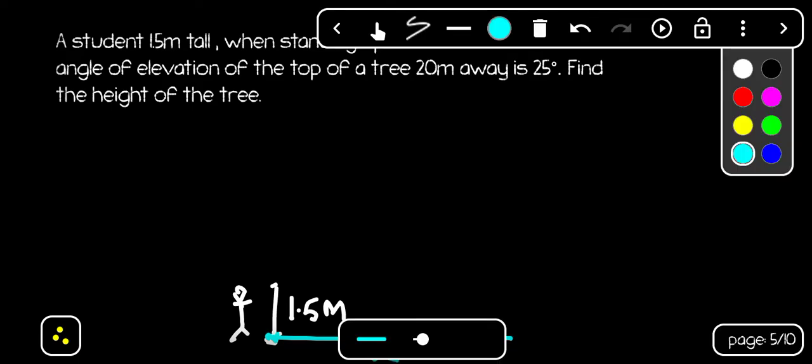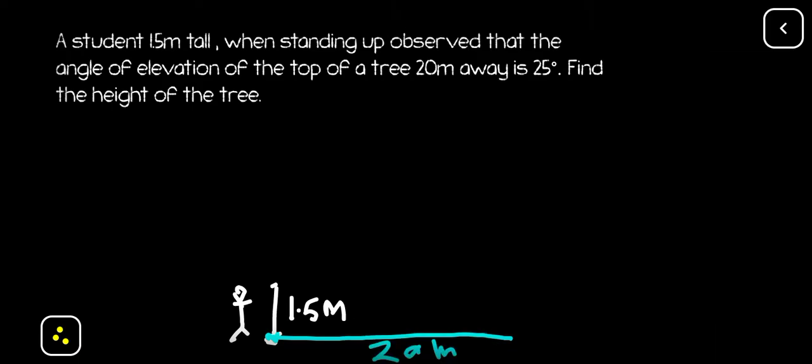Let's use a color for the tree. Makes it interesting. So the tree, they say, is 20 meters away. So let's say this is a tree. We don't know what kind of tree it is, but this is a tree. Now, the question is to find the height of the tree. But they said also that his angle of elevation is 25 degrees. So that means from the point of his observation, meaning from the eye point to the tree, is 25 degrees.